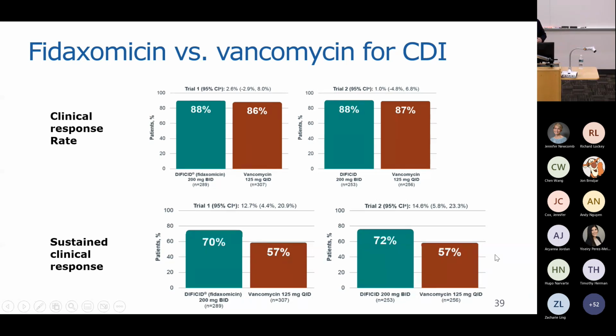The recurrence rate for fidaxomicin was about 12-13%, and so it was much better. Because of that, it was superior. Unfortunately, it's not being used as it should be used. It really has no disadvantages compared to vanco besides the cost, and it hasn't been used to its full potential.